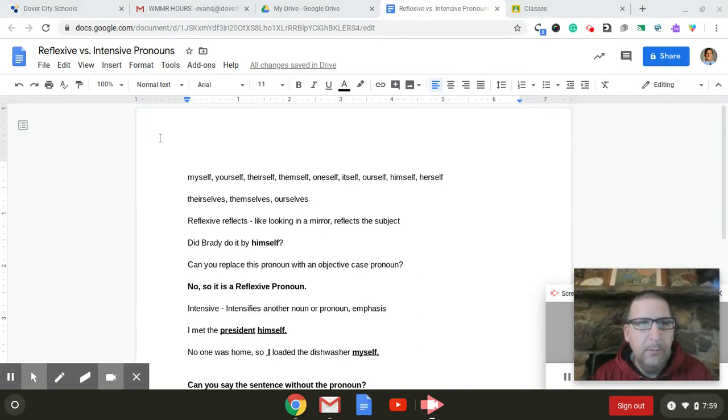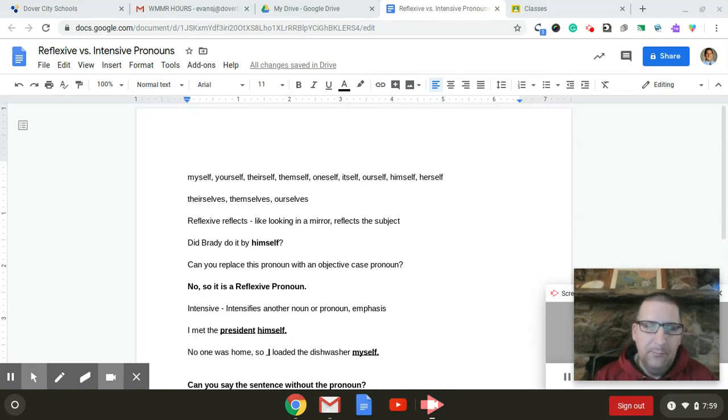Okay, today's lesson: reflexive versus intensive pronouns. So last week we did reflexive pronouns, and you guys probably breezed through it. You're looking at it like, man, this is so easy. All I got to do is find the word self or selves. And you're absolutely right. Reflexive pronouns are easy when that's all you have to identify.